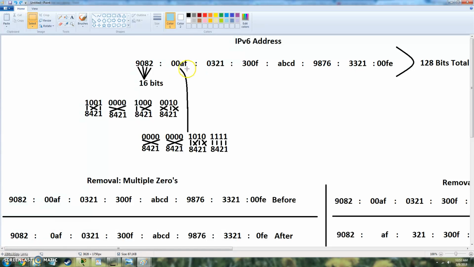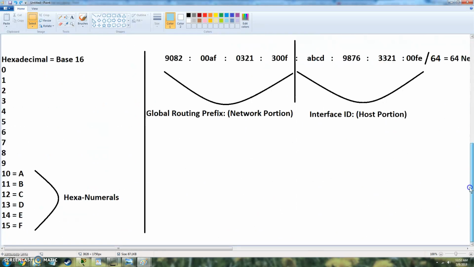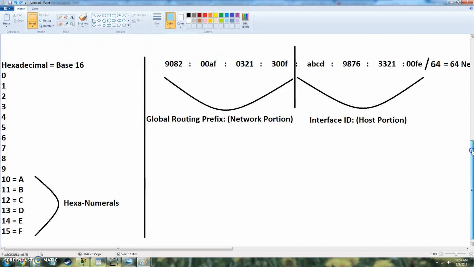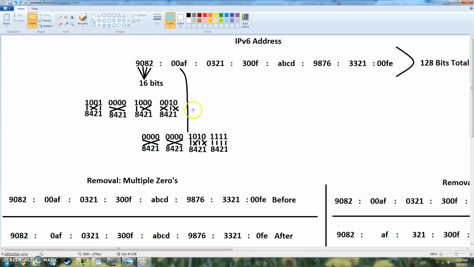Now, we're also going to mention the hexadecimal values of A and F, A being 10 and F being 15. You can see down here I have created a little chart, 10 is A, 15 is F. Now, it's the same thing using 8421. You can easily combine the numbers to get your base value of 10 through 15. Makes it much easier to understand IPv6 addressing.